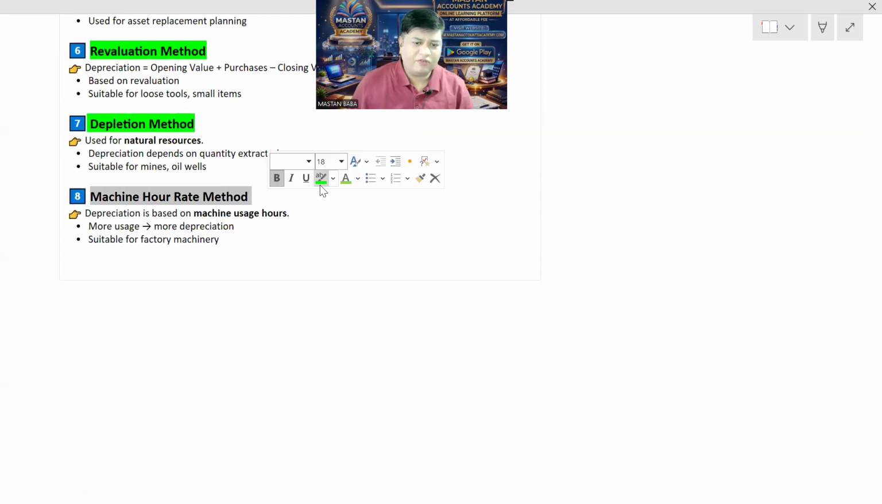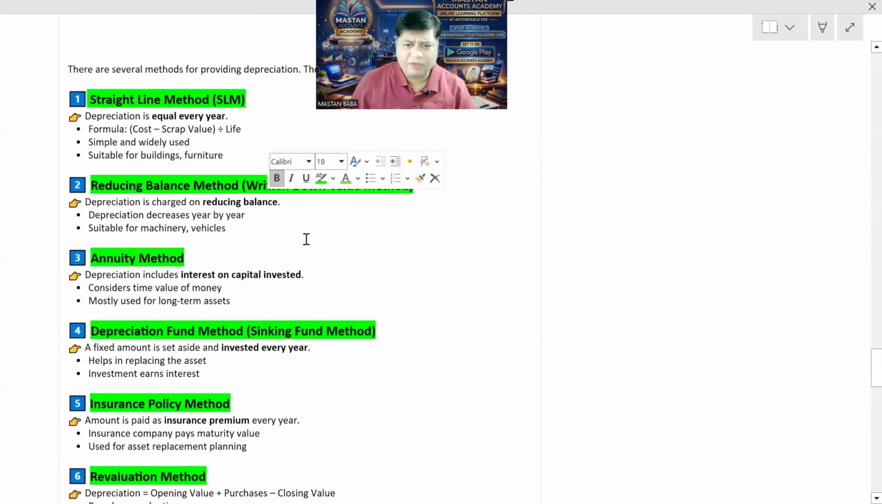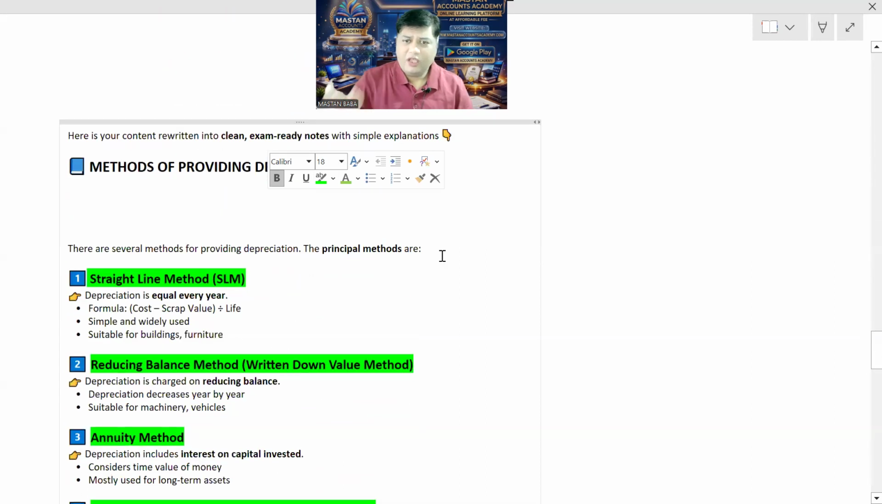These are the 8 methods of popular method. Apart from that, sum of years digits method, production units method, mileage run method. If the interviewer asks you how many methods of charging depreciation there are, you have to say the number of methods. But the most popular methods are straight line method and reducing balance method.